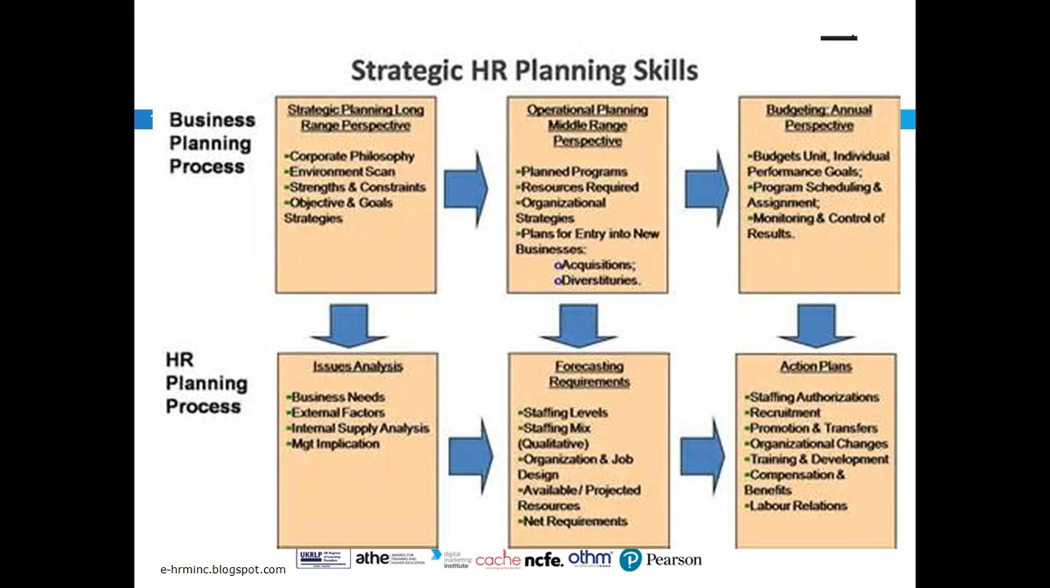When we make HR plans, first we need to look at the business planning process: business planning, corporate philosophies, environment scanning, and certain constraints, meaning limitations on resources. Normally in our organization we need three types of resources: manpower, money, and material or infrastructure. Then the objectives, goals, and strategies.